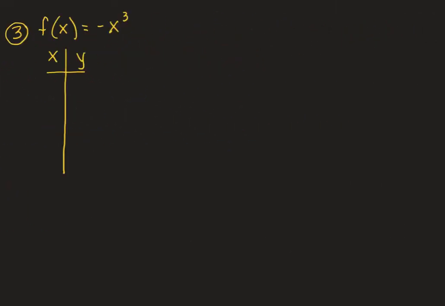Let's look at the function f of x that is equal to negative x cubed. This function presents another example of why it's always a good idea to place parentheses in place of the x, with nothing there yet. So we have negative, parentheses, cubed. And now I'm going to choose my x values. I'm going to start at negative 3.